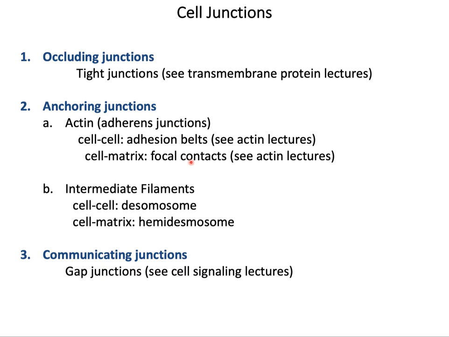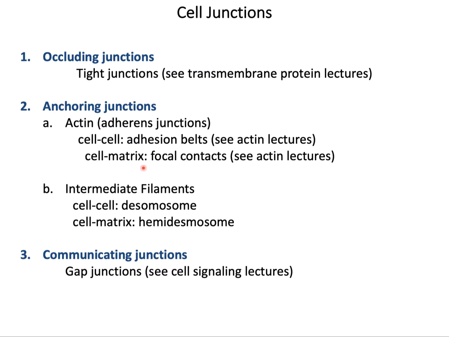So there are four types of anchoring junctions. First of all are the anchoring junctions that utilize actin. When cells interact with each other and utilize actin, the junction is often referred to as an adhesion belt. And we saw adhesion belts when we were talking about the cellular cytoskeleton and in particular actin. When the cells interact with the matrix and utilize actin at the same time, they form a junction known as focal contacts. And we also saw focal contacts when we were discussing actin.